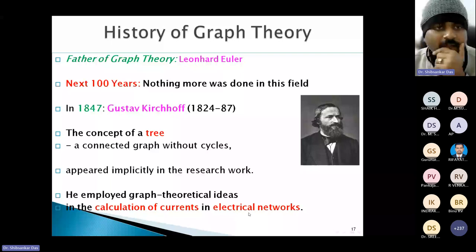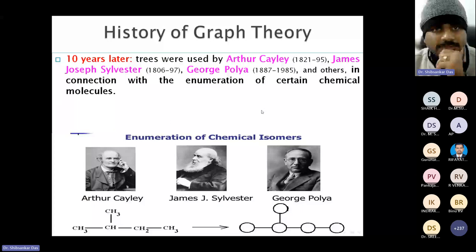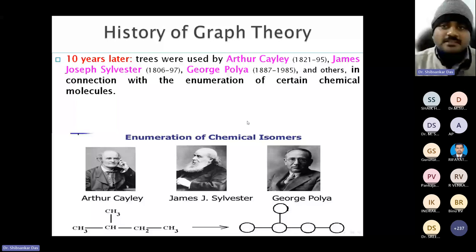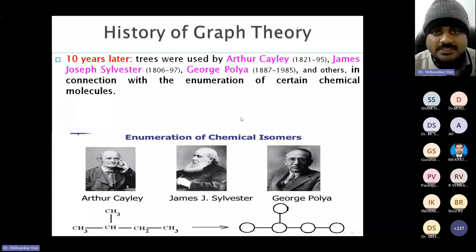Ten years later, around 1856, Arthur Cayley, James Joseph Sylvester and George Pólya used this idea of graphs in the enumeration of certain chemical molecules. Basically, these were chemists, and they were using the idea of graphs for the enumeration of chemical molecules.